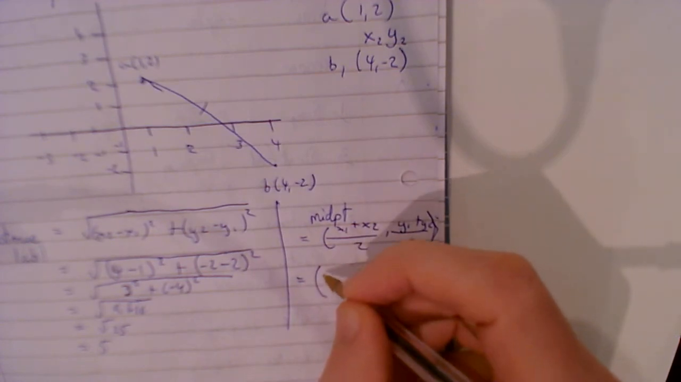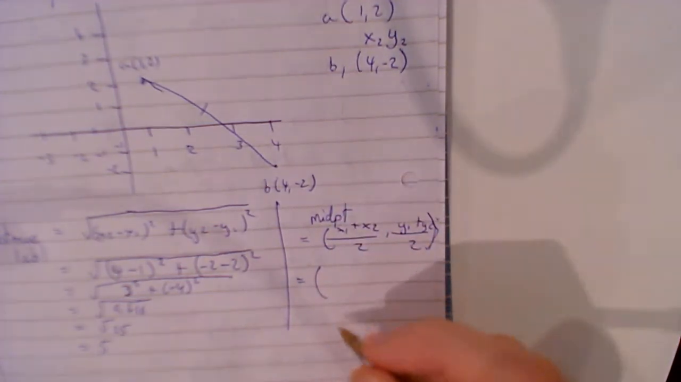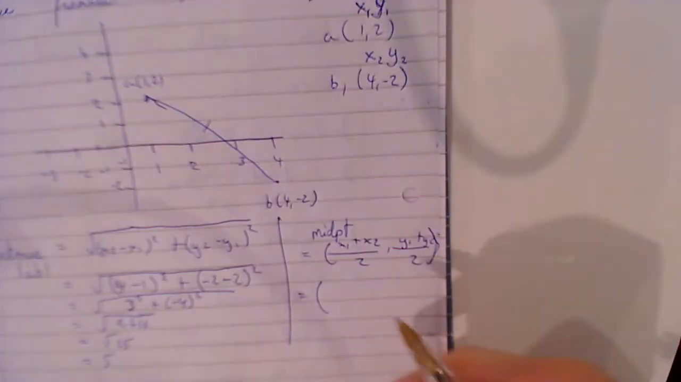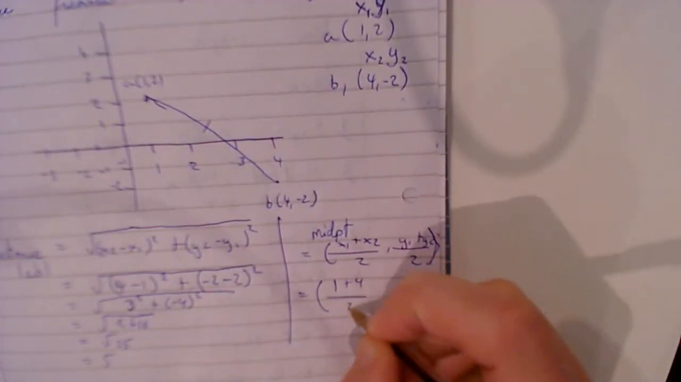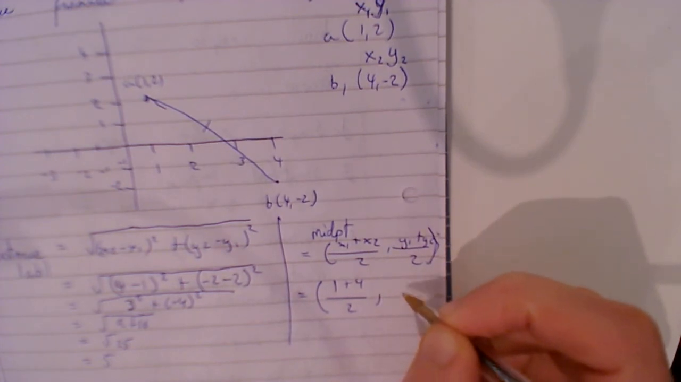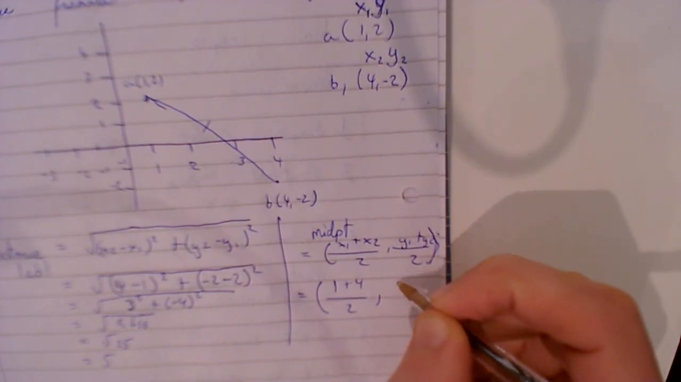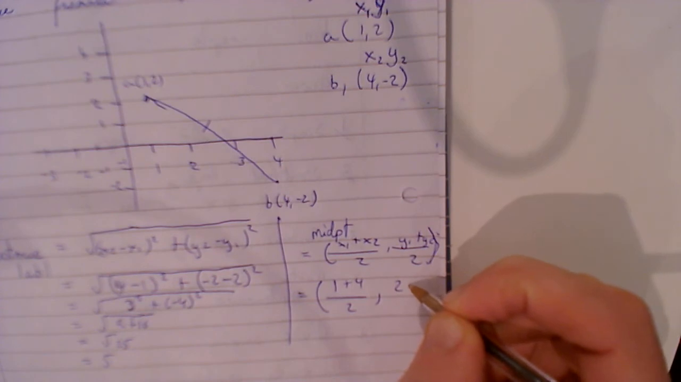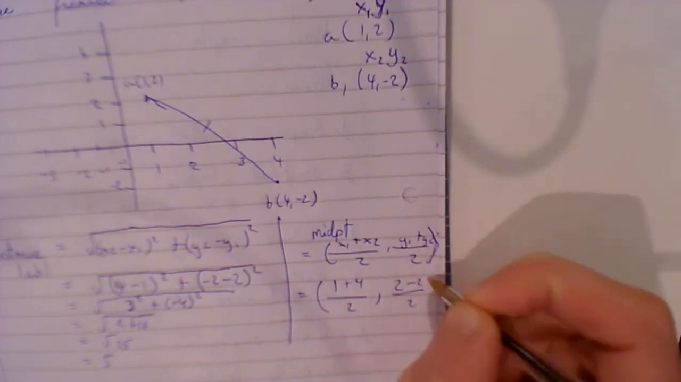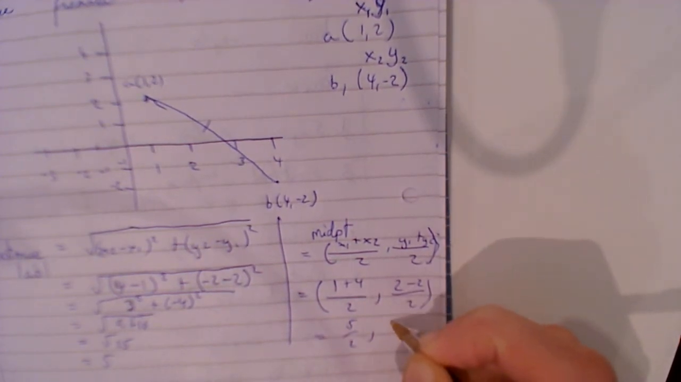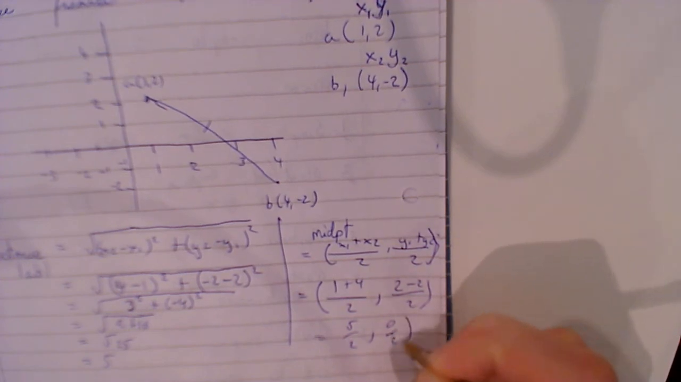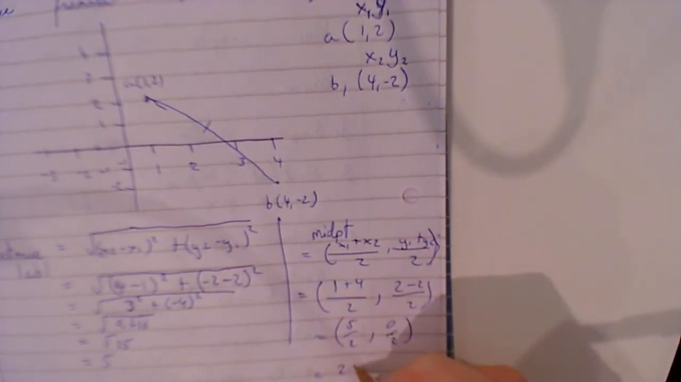x1 is, if we go back up, as you can see, 1. x2 is 4. y1 is 2. y2 is -2. So plus minus is a minus. And that's over 2. So 5 over 2 and 0 over 2, which is the same as 2.5. We don't have to change it, and 0.